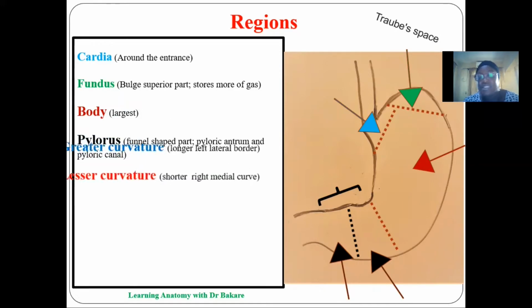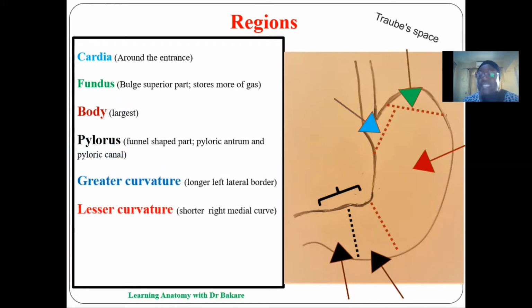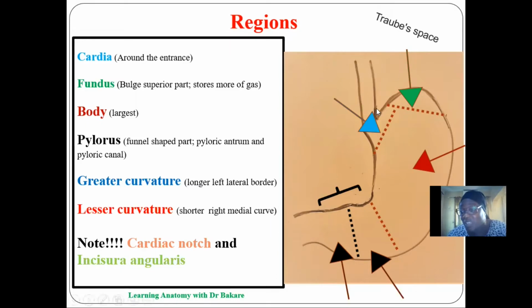Also, other regions include the lesser curvature and the greater curvature. This is the lesser curvature, the curvature that is smaller on the right side, and we have a greater curvature that is seen on the left side of the stomach. The cardiac notch is the angulation that is created between the fundus and the lower part of the esophagus around the entrance of the stomach. So this is the cardiac notch.